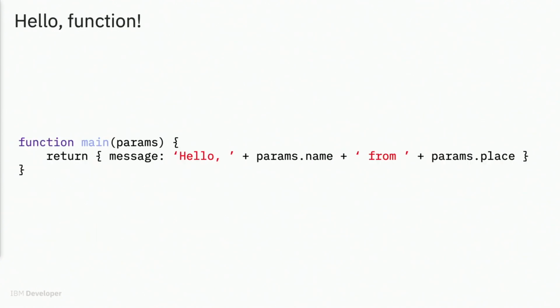So I've been talking about these serverless functions. Here's an example of just what one looks like in its most basic form, right? We have a function, we're going to pass it parameters. In this case, we're just going to pass it a name and a place, and this function just returns hello, name from place. That is the most basic serverless function that we can get.